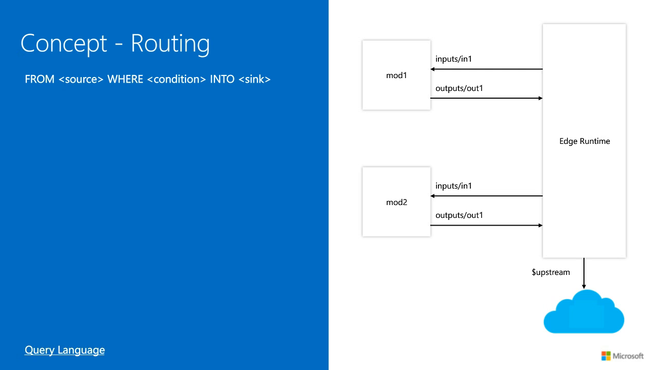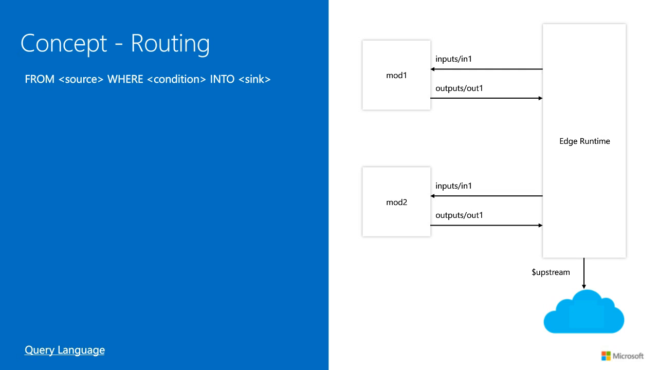For defining a routing, we're using a query language, which is very similar to SQL. You define a source with a FROM statement, then a condition with a WHERE statement, and then a sink with the INTO statement. So you go from somewhere to somewhere else when you have a specific condition.